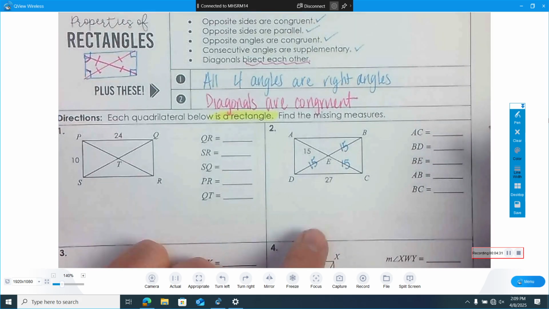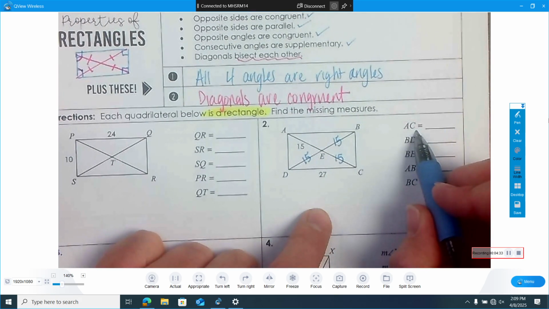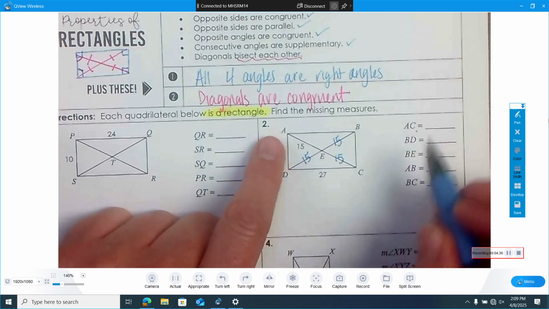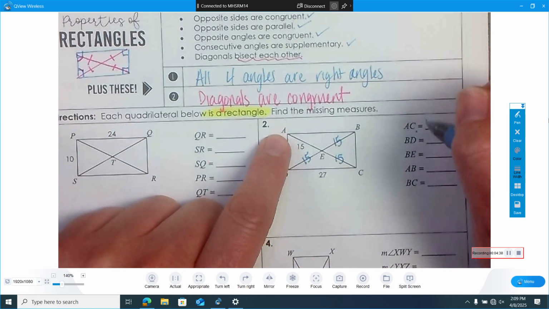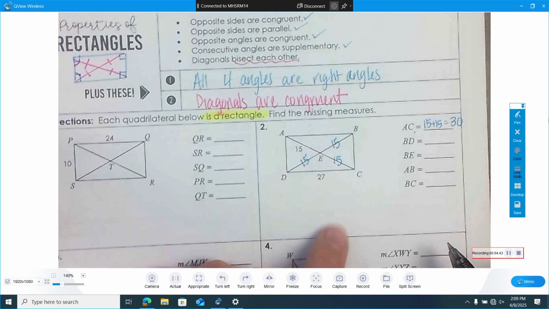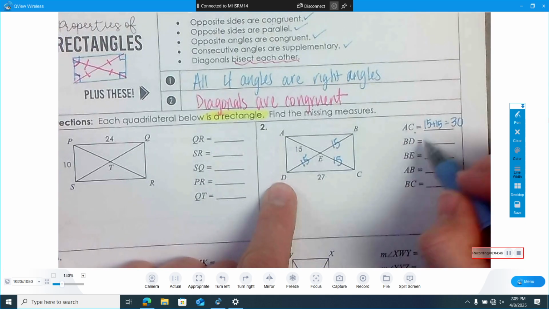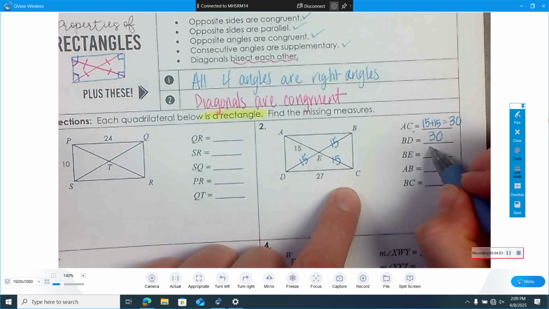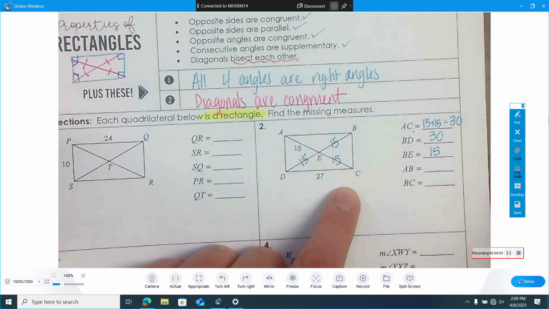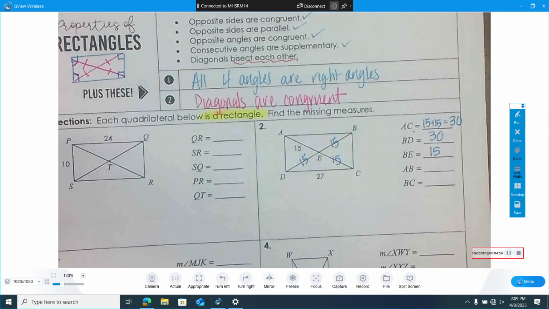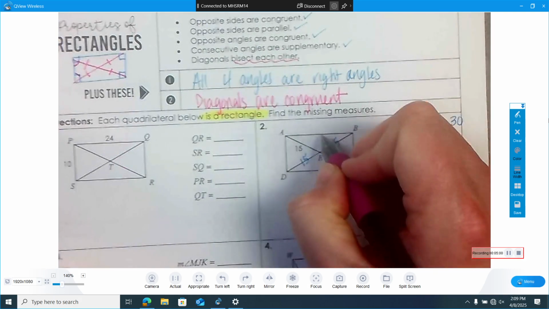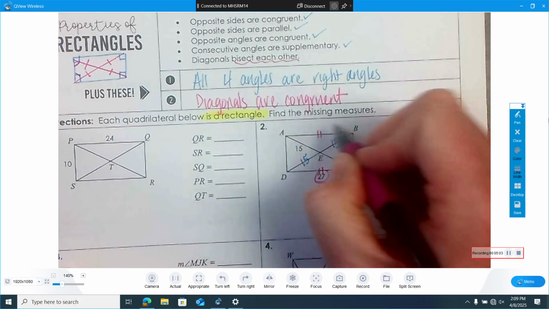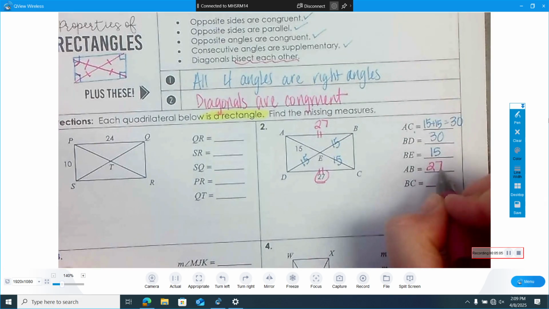All right, so that means, what is AC? 30. How'd you get 30? 15 plus 15 equals 30, yes. BD is 30. It is also a 30. The diagonals are the same length in a rectangle. They're both 30. BE is 15. AB. Ooh, what's AB? Opposite sides are congruent. So we have a 27 below, we got a 27 above.